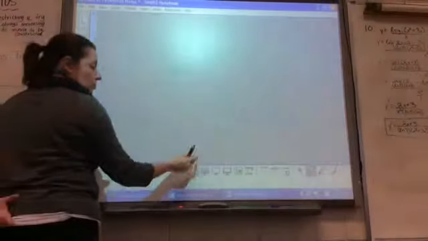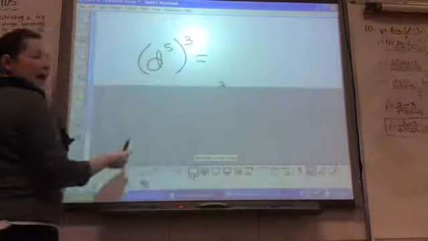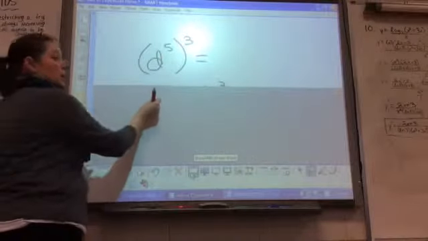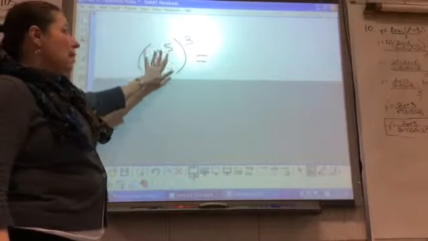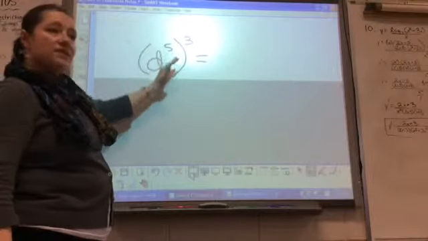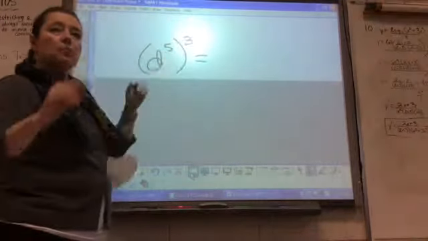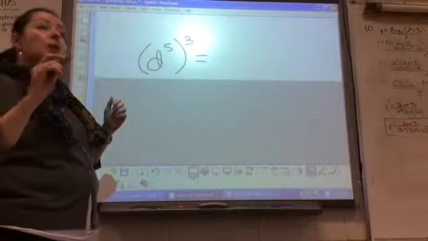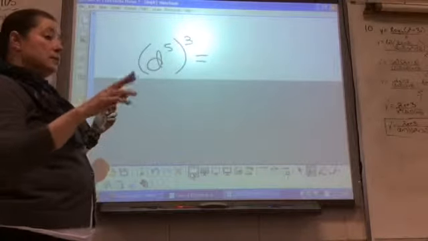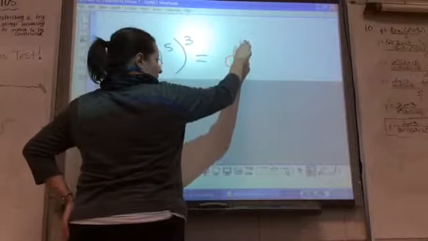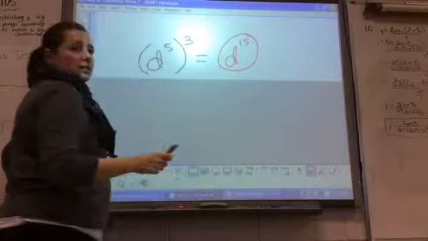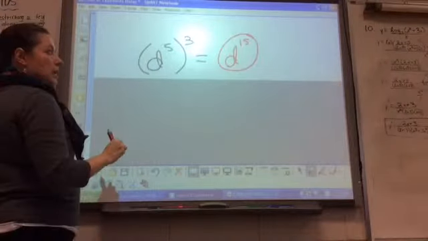Then the next rule is the power of a power. In other words, if I have a power here in parentheses to another power, what happens with the exponents? Do you remember? Multiply, guys. Multiply. So this would be d to the 15. It's easy, but you got to keep in your mind what you're looking at.